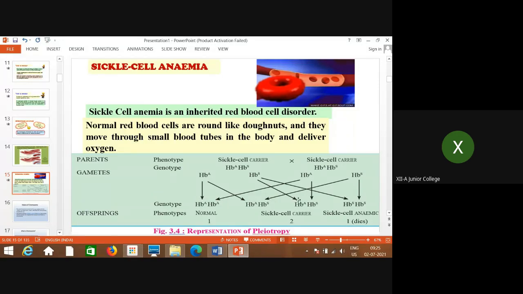But here, as this homozygous recessive offspring dies, how many remain? Only three. One is a completely normal offspring and two are carriers. So instead of 3:1, the ratio observed is 1:2, normal to carrier. So this is what you have to remember in this case: sickle cell anemia is an example of pleiotropy. Now, for what else this is an example, that also you need to remember. When it comes, I will tell you.